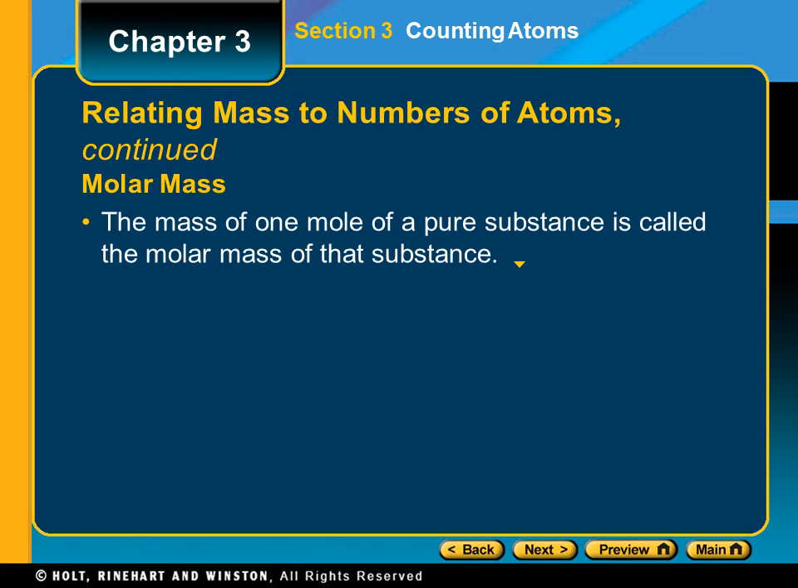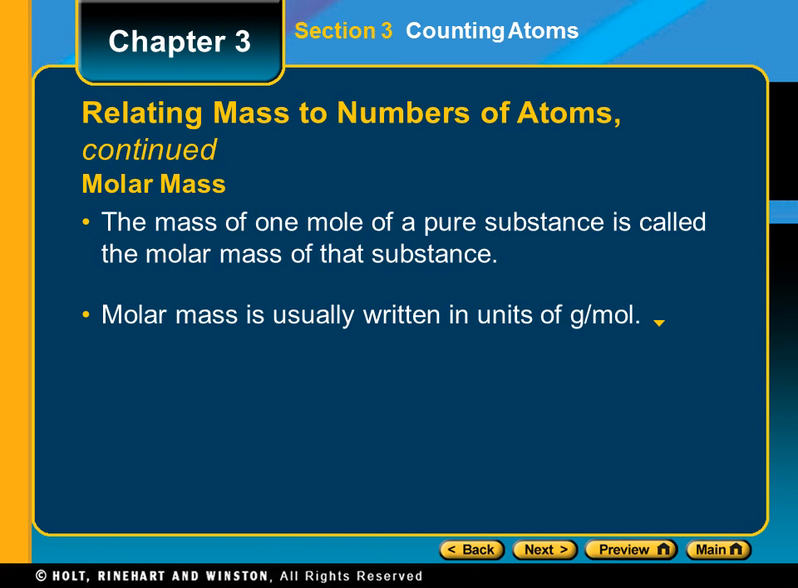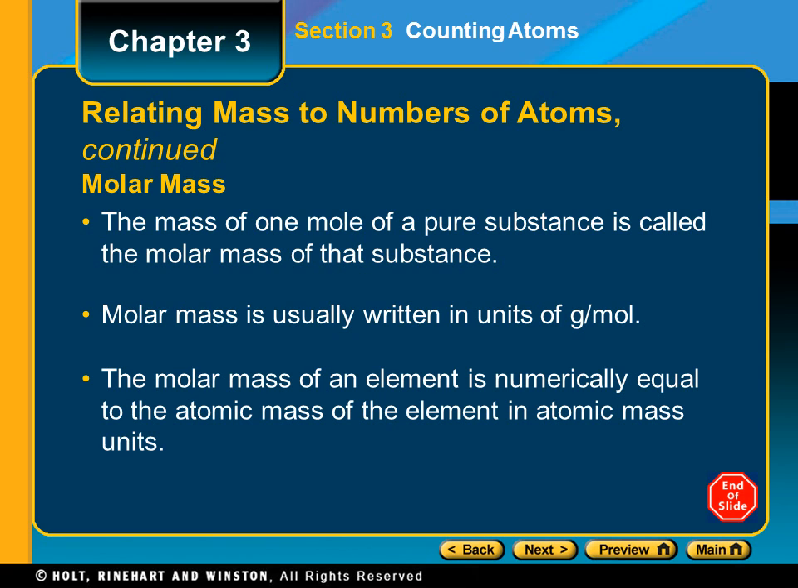How do you do molar mass? The mass of 1 mole of a pure substance is called the molar mass of that substance. Molar mass is usually written in units of grams per mole. So that tells you it's a derived unit. The molar mass of an element is numerically equal to the atomic mass of the element in atomic mass units.